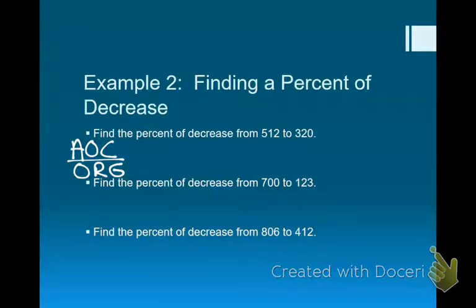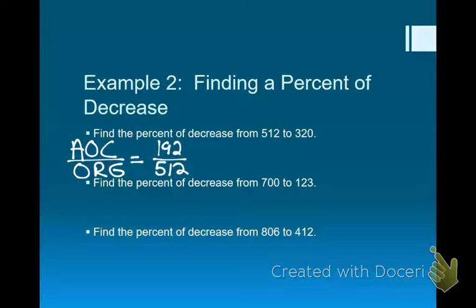What do I subtract? 512, 320. Okay, I just need to know the difference between those two values. It's going to be 192. Now, what would I divide it by? Original? The original amount, which is what? 512. Okay, go ahead and change that one over to your percentage and then do the other two.